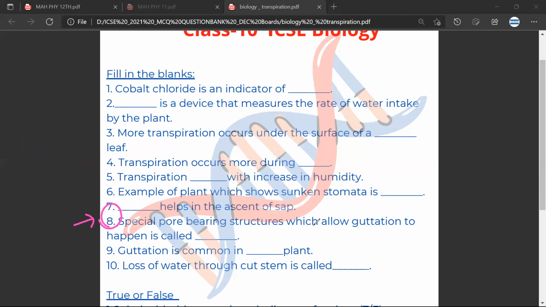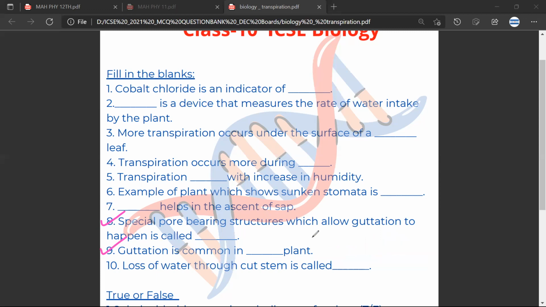Next, question number 8. Special pore bearing structures which allow guttation to happen are called, the answer is hydathodes. This is covered in the last section of this chapter. There, you'll see a photograph and they would mention that special pore bearing structures called hydathodes are present on the margin of the leaf to allow this exudation. So 8th is done.